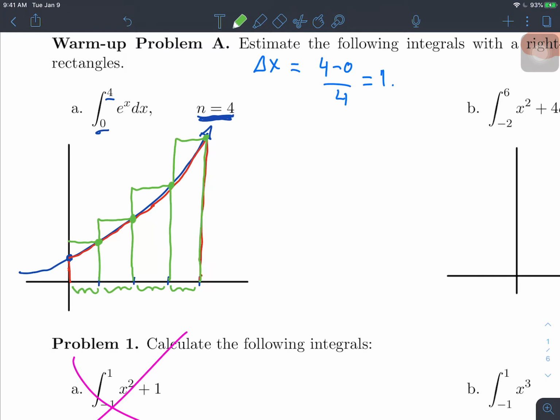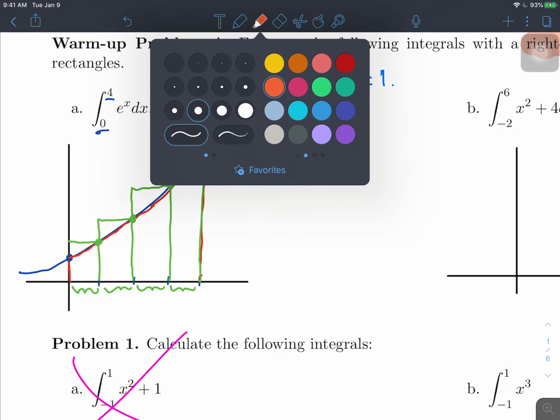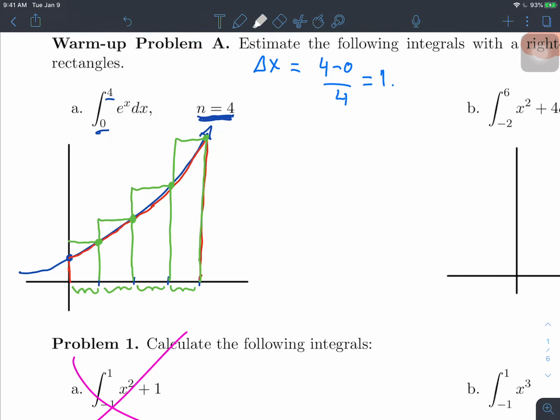Okay, and I'm going to use these rectangles to approximate the area that's under the curve. Should I draw it? Sure, I'll draw it with gray. I'm trying to estimate this area here. So I say, well, something that's pretty close is going to be these green rectangles.